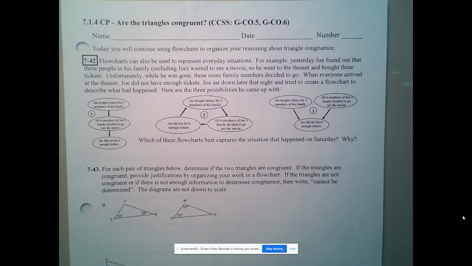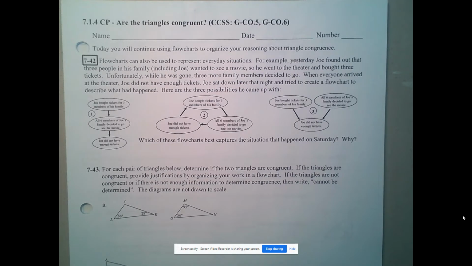For example, yesterday, Joe found out that 3 people in his family, including Joe, wanted to see a movie. So he went to the theater and bought 3 tickets. Unfortunately, while he was gone, 3 more family members decided to go. When everyone arrived at the theater, Joe did not have enough tickets. Joe sat down later that night and tried to create a flowchart to describe what had happened. Apparently, Joe is also a math teacher.